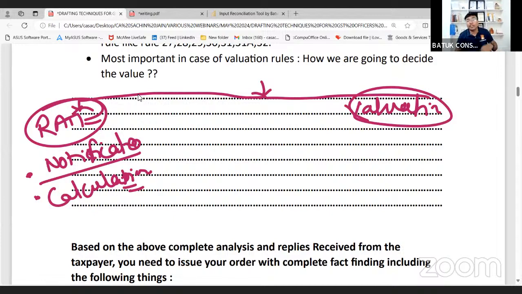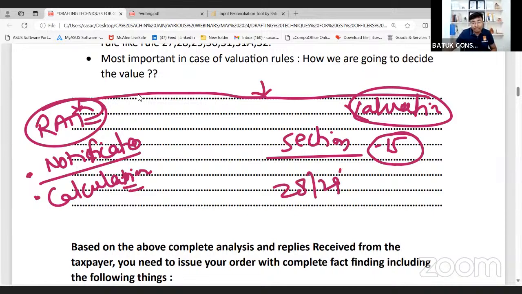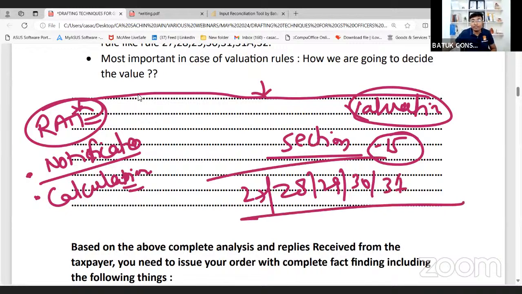And second, if that final assessment is on account of valuation, that means the taxpayer was not able to decide the value of a particular supply, hence that person has applied for the provisional assessment. In that case, at the time of final assessment, you just need to refer to section number 15. Whenever you issue the SCN, you just need to include section number 15, that is valuation. And also, if your valuation is based on valuation rules, in that case you have to take the reference of rules number 27, 28, 29, 30, 31. Whatever the scenario, you have to take the reference of the valuation rules as well.